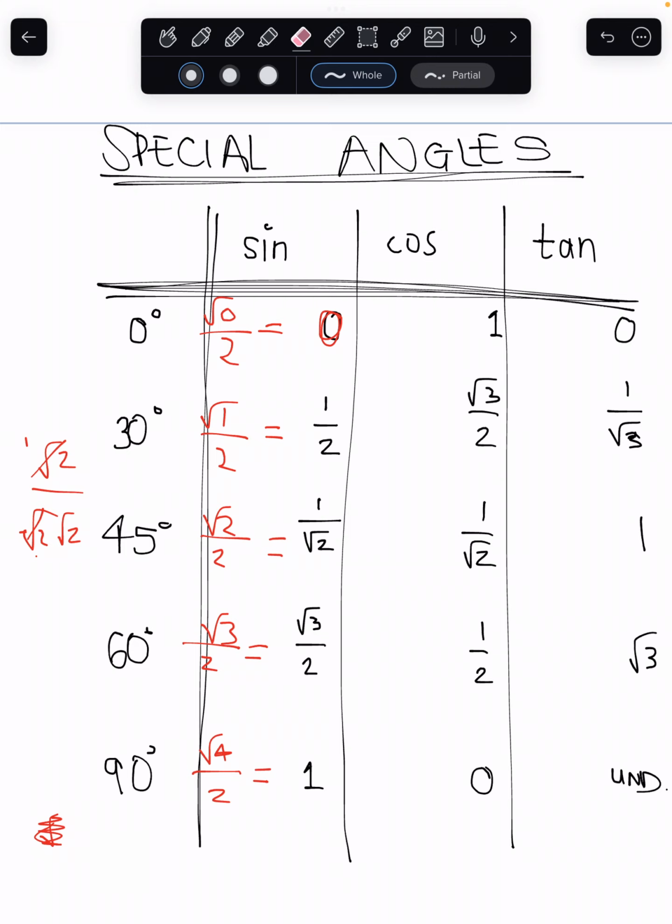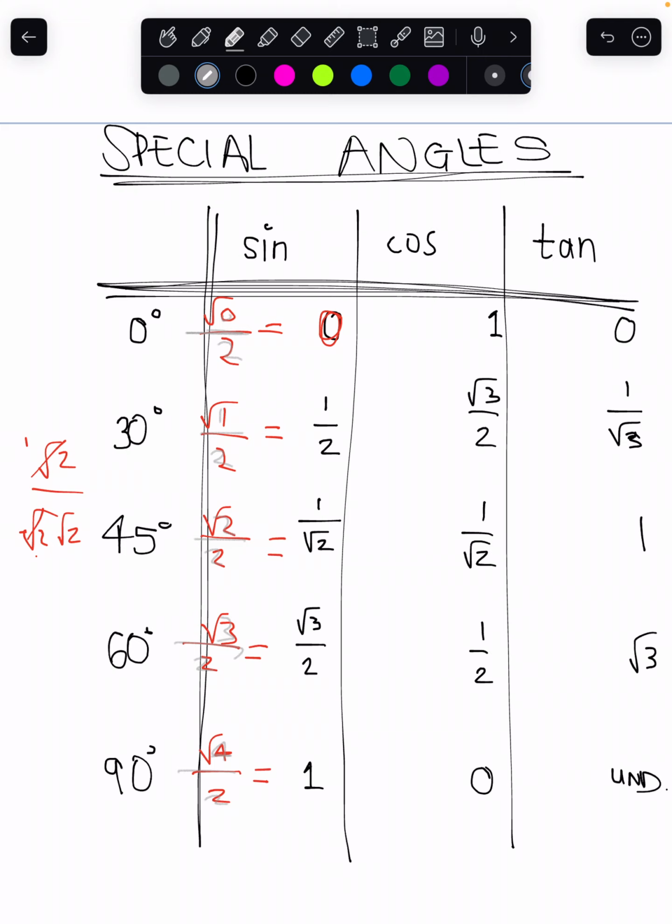So just by remembering to write my ratios with a denominator of 2 first, and then from there I just go from square root of 0, square root of 1, square root of 2, square root of 3, square root of 4, that will give me the sine ratios for my special angles.